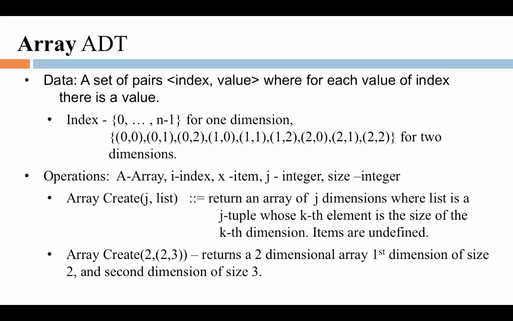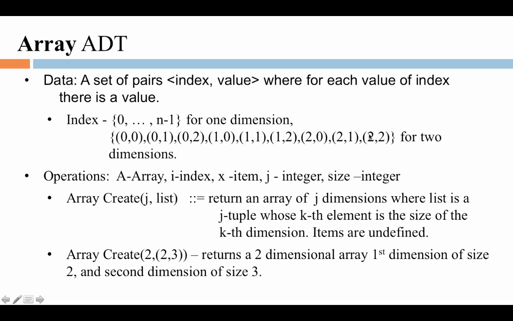So let us look at the data that is associated with the array data type. The data consists of a set of pairs. A pair is an index and a value which is present in that index. So let us just see. If it is a one-dimensional array, clearly the indices are single integers 0 to some value n minus 1, if the array has space for n elements.